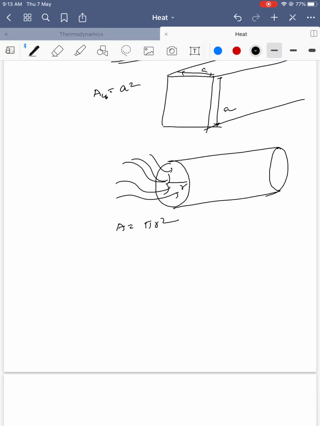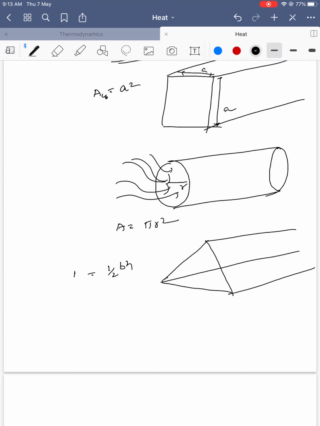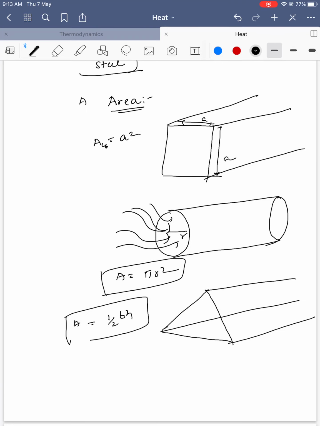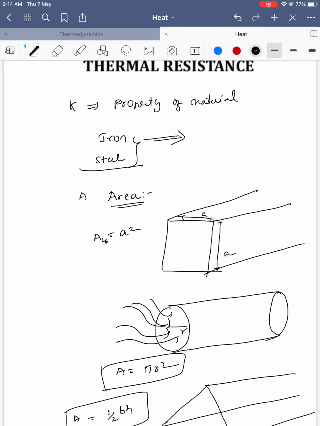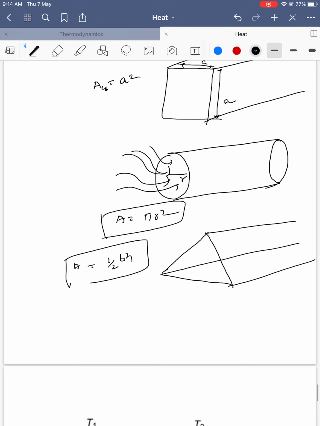Now consider a triangular cross section. It goes in this way, so the area will be half into breadth into height. So I mean to say, we should not blindly think of the area of the outside which we are able to see. The area is not what we are seeing, it is the area which is exposed to heat. Understand? So we have covered these 2 points, and these 2 are very important points.